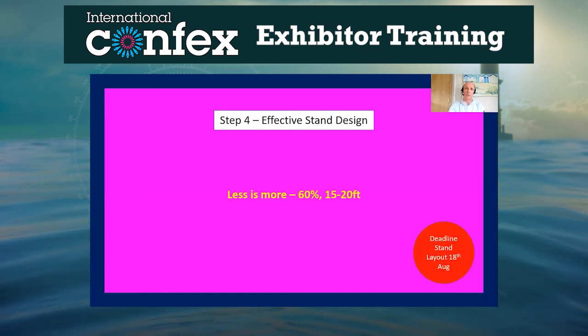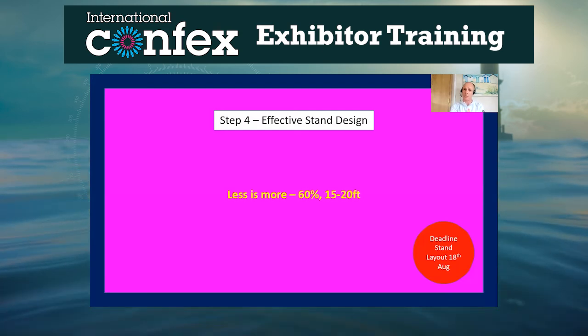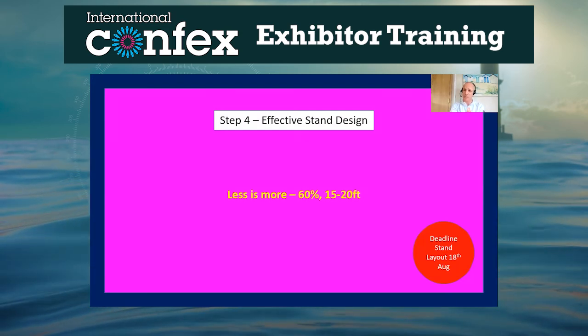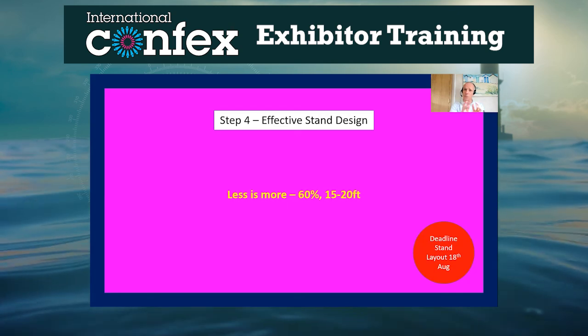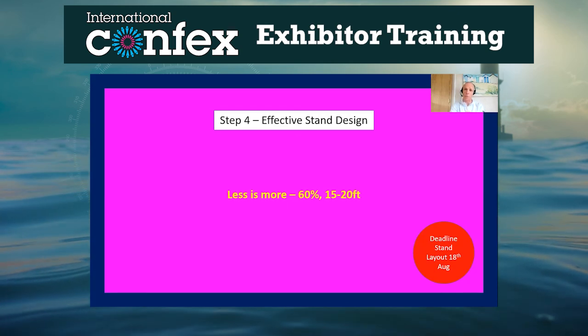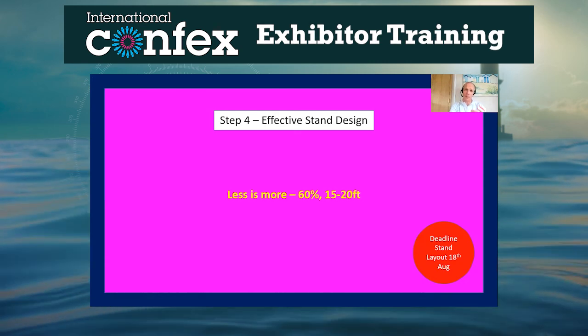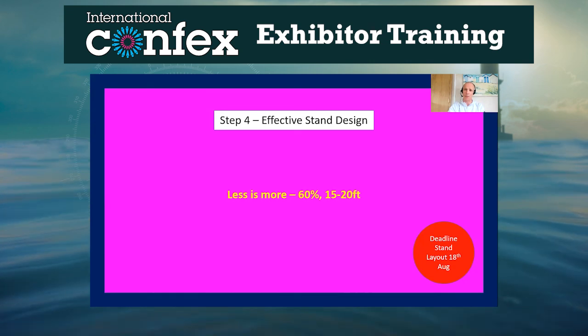We need to set ourselves a deadline on our stand design. I put down the 18th of August for your stand design as a suggestion, because that's going to give you time to say, well, do we need to tweak things? Do we need to modify things? Because that's what we need to do. We need to go to CONFEX with our best foot forward, looking the best and delivering the best value for our customers and visitors to the show.